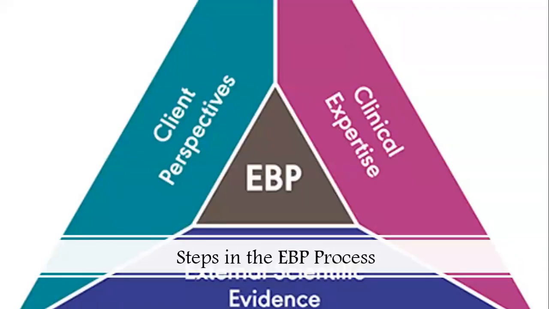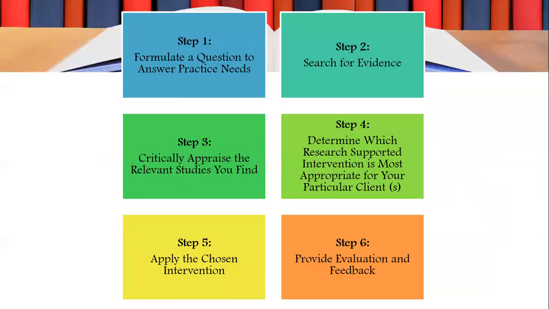So now let's talk about steps in the EBP process. So here are all 6 steps in the process. And again, I want to emphasize that this process is not necessarily linear, okay? For the purposes of this conversation, we're talking about it in this very linear way, but I want to remind you that it is also a very fluid process, okay? So we're going to talk about step 1, which involves formulating a question to answer practice needs. And then we're going to talk about step 2, which involves searching for evidence.